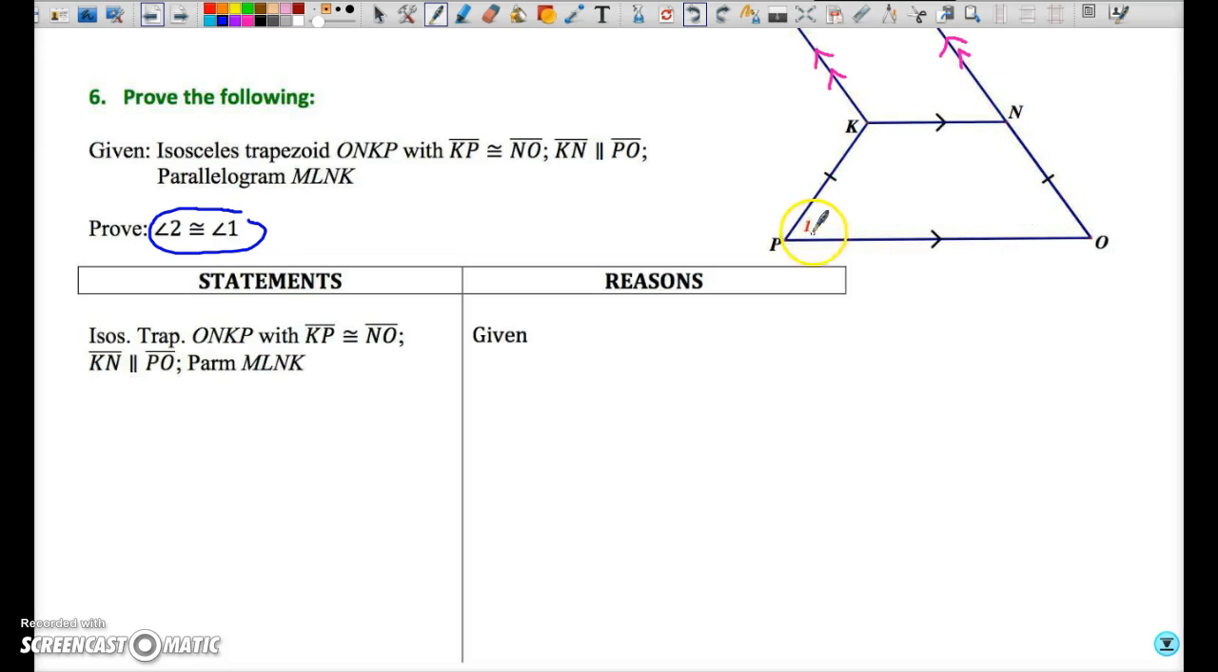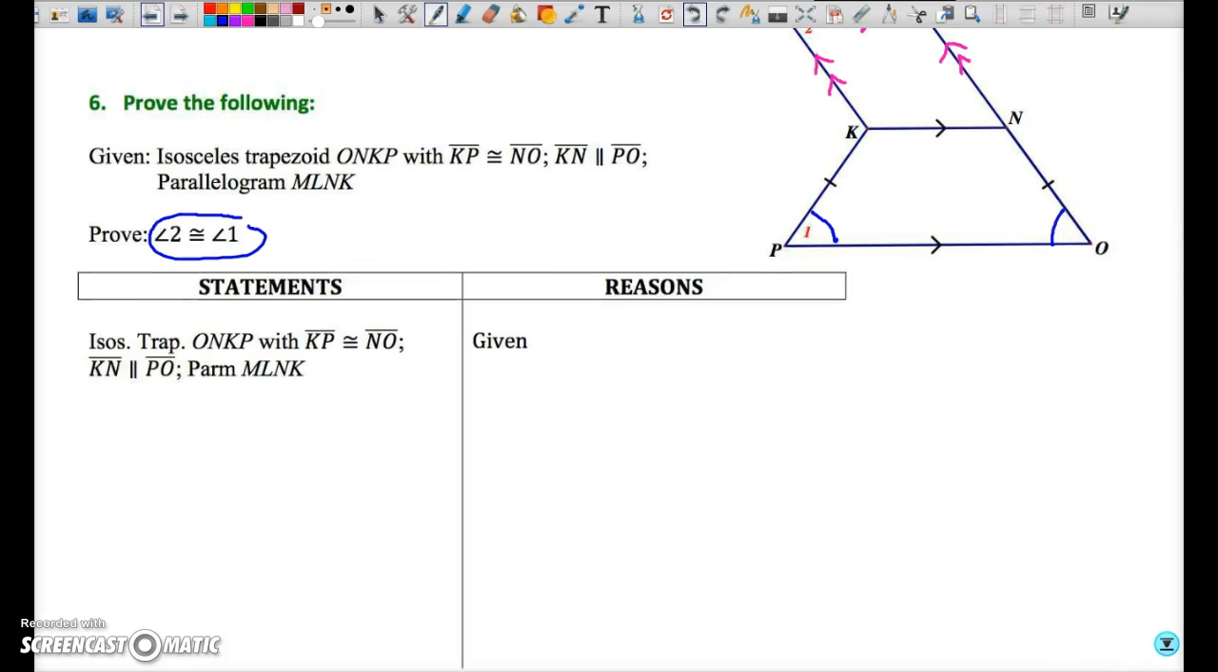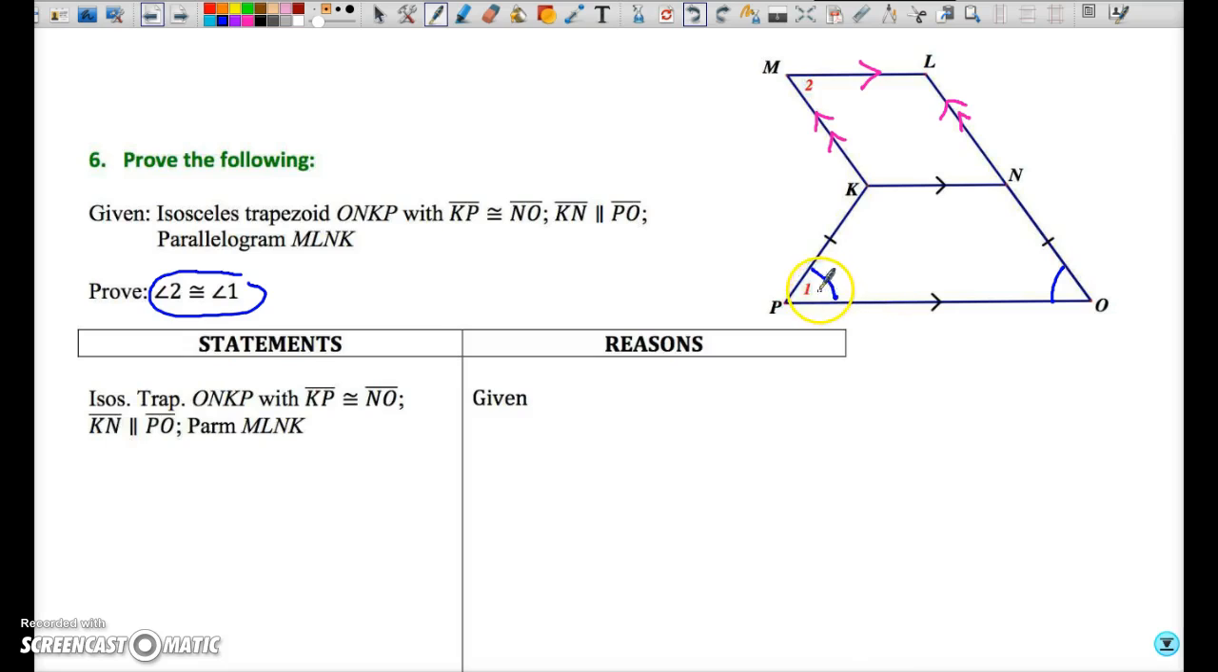First of all, if you know that it's an isosceles trapezoid, you should know that the base angles are going to be congruent to each other. And so we have got angle 1, and I'm going to put in angle 3. So angle 1 is equal to angle 3.